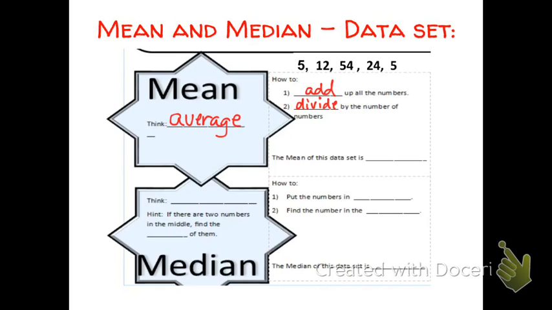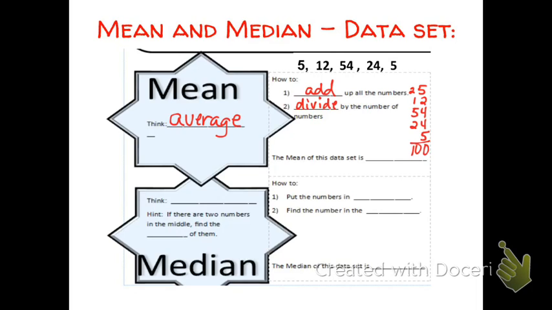Okay? So let's do that. We have this set of numbers, 5, 12, 54, 24, and 5 again. First we're going to add up those numbers. So I'm just going to make a column here real quick. 5, 12, 54, 24, and 5. So we have 10, 18, 20. That's what I get. 5, 6, 7, 8, 9, 10. Did y'all get 100? Yeah. So when we add them up, we get 100.